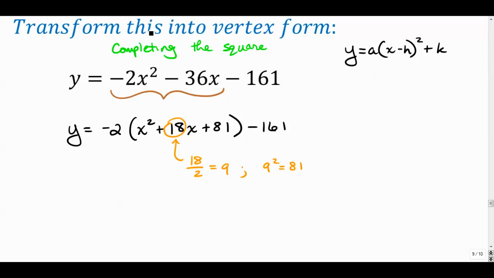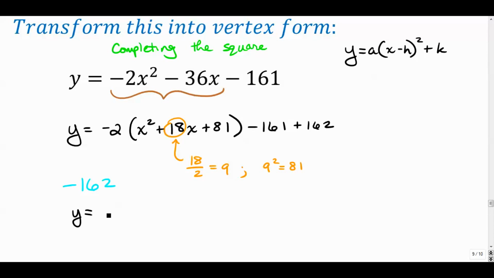But in order to account for that addition, you need to make sure that you add something over here as well to counterbalance it. So -2 times 81 is -162. By putting a positive 81 there, the value of the right-hand expression changed by -162. So I need to counterbalance that by adding 162 at the end to make sure that the right-hand side of my equation hasn't really changed in terms of its value.